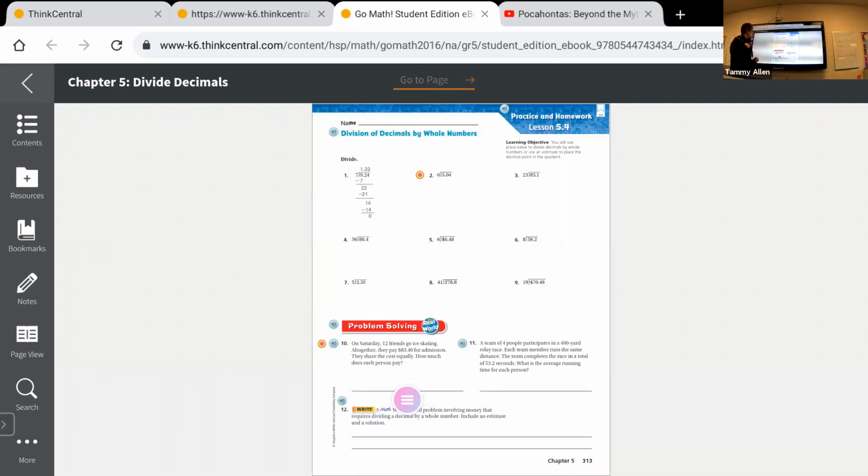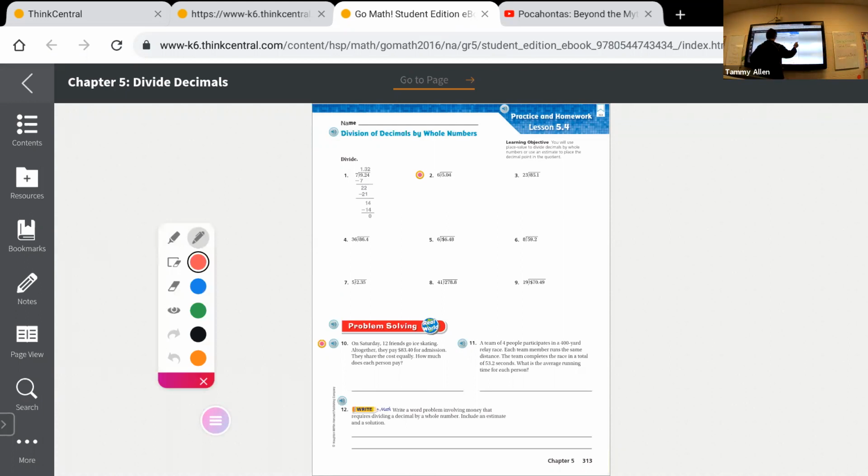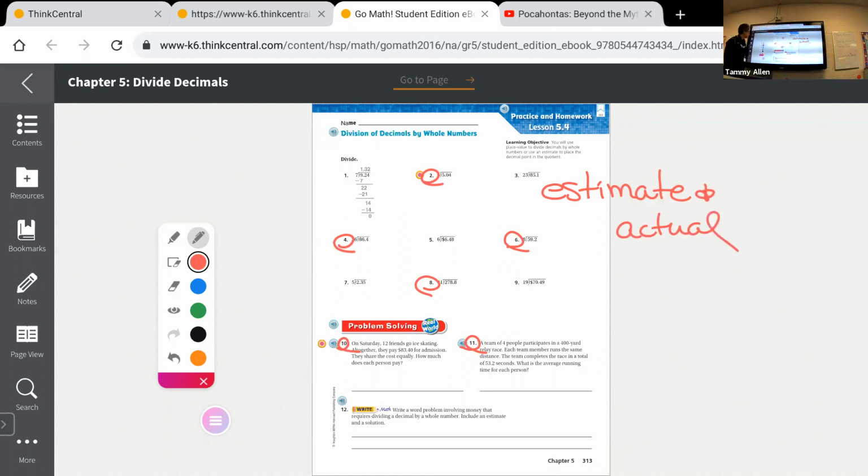On 313, let's do 2, 4, 6, 8, 10, and 11, do the estimate and the actual.